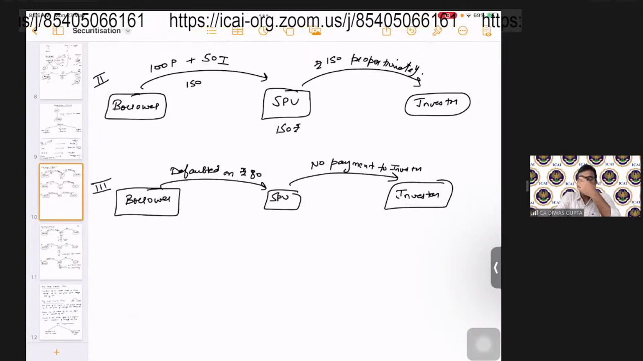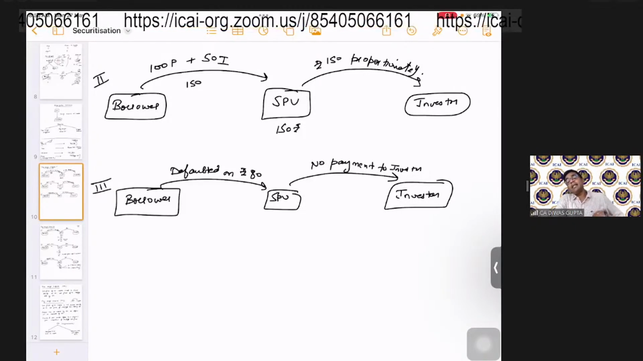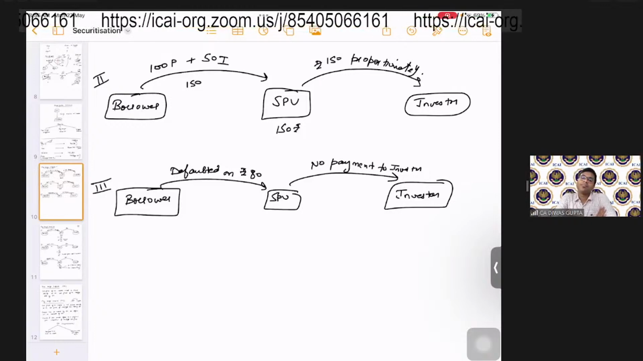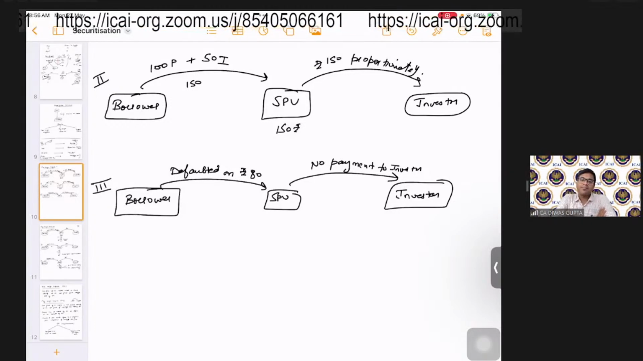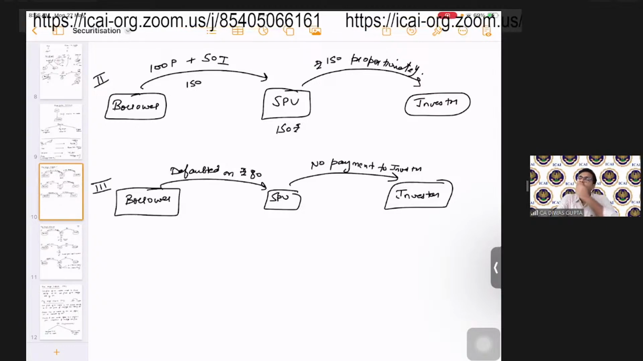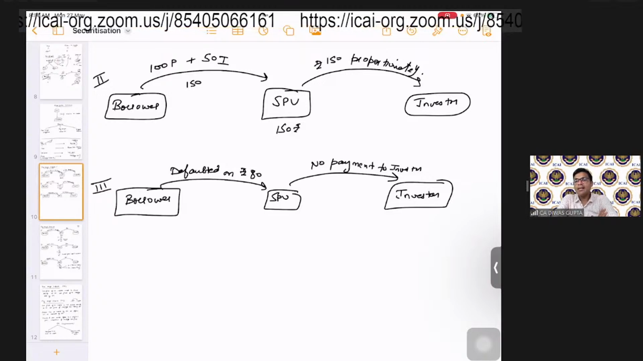Let's say in the third case the borrower defaulted and has not given 80 rupees which was due. Then the SPV also will not pay anything to the investor. That 80 rupees loss is also borne by the investor, students, by not receiving anything.